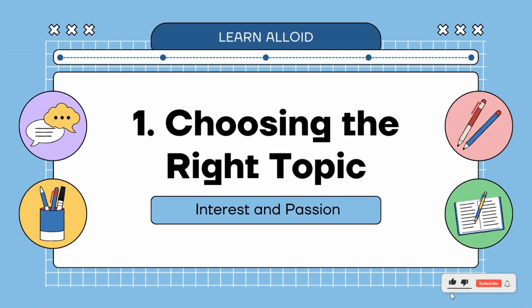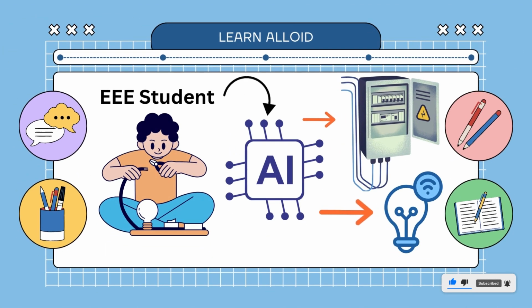Let's start with the first and most important step: choosing the right topic. This can make or break your final year project, so listen closely. First, pick a topic you're genuinely interested in. Why? Because interest keeps you motivated throughout the process. Think about the areas you've enjoyed studying the most during your course. For instance, if you're an EEE student fascinated by artificial intelligence, you could work on something like smart energy systems using AI to optimize electricity usage.